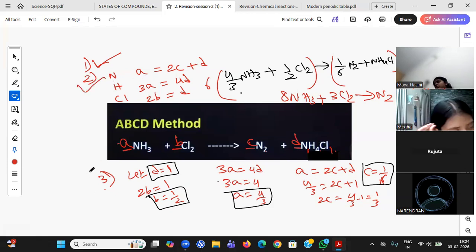Third step, you can assume anything as 1. I have assumed D equal to 1. Why am I able to do this? I can see D is repeating in many places, so many calculations will be avoided. But you can assume anything, nobody is stopping you. I assume D equal to 1.